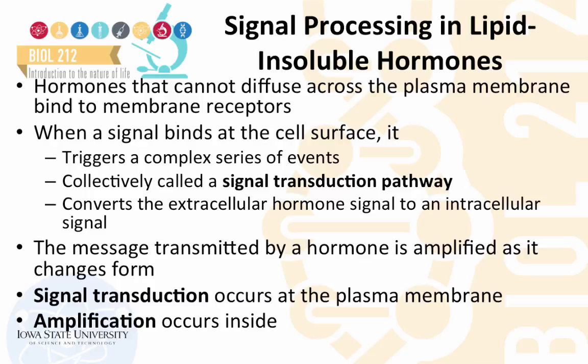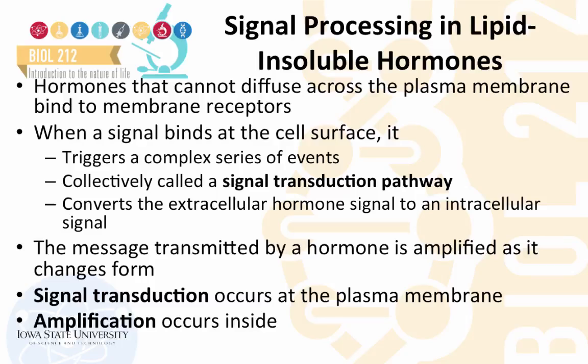Lipid-insoluble hormones that cannot diffuse across the plasma membrane bind to receptors that are present on the cell surface of the target cell, which triggers a complex series of events collectively called a signal transduction pathway. This converts the extracellular hormone signal to an intracellular signal. The message transmitted by a hormone is amplified as it changes form.